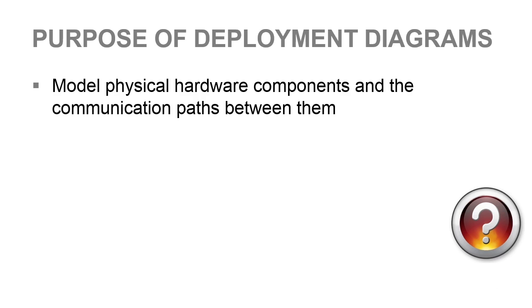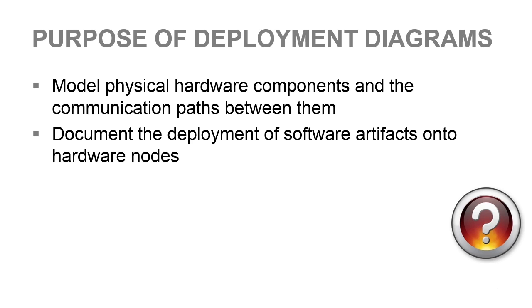In this movie, we'll look at deployment diagrams and why we might want to use them. To start with, I'll look at how you can use them to model the physical hardware elements of a system and the communication paths that connect that hardware. Then we'll look at how you can use them to show what software is deployed onto what hardware.